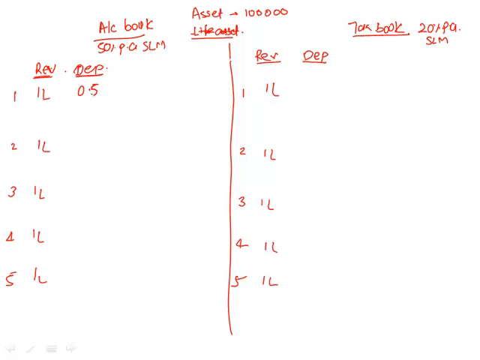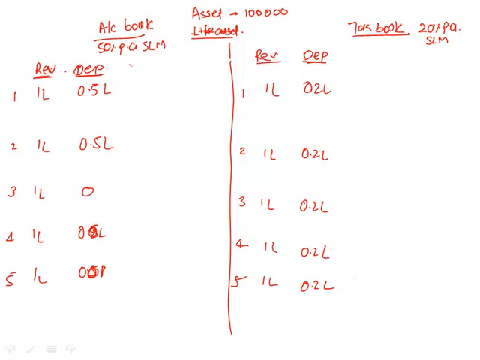50,000. So this is 0.5 lakhs. How much would be depreciation in the second year? 0.5. How much in the third year? Third year would be 0 because we have depreciated the entire amount. Fourth year, 0 again. Fifth year, 0 again. Now let us look at the depreciation in the taxation book. How much will we have in the first year? 0.2 lakhs, 0.2 lakhs, 0.2 lakhs, 0.2 lakhs and 0.2 lakhs.